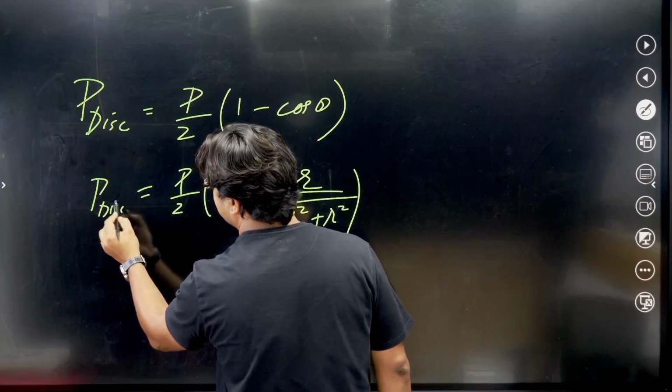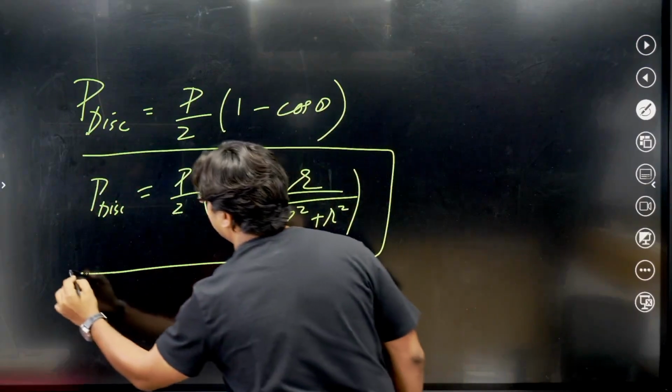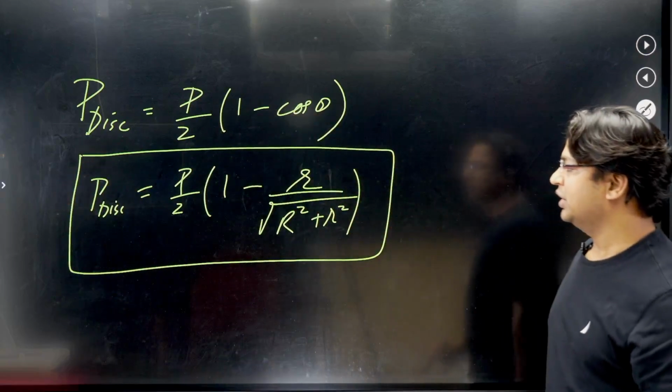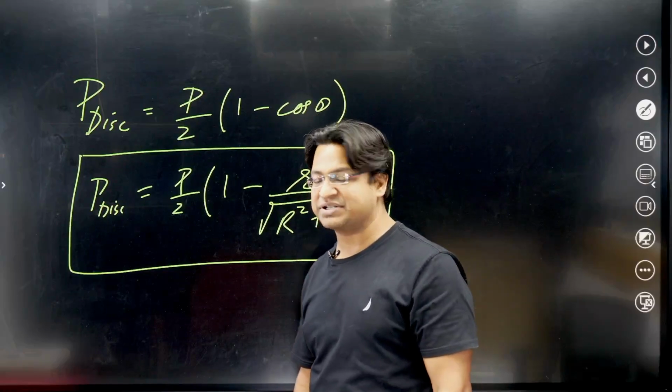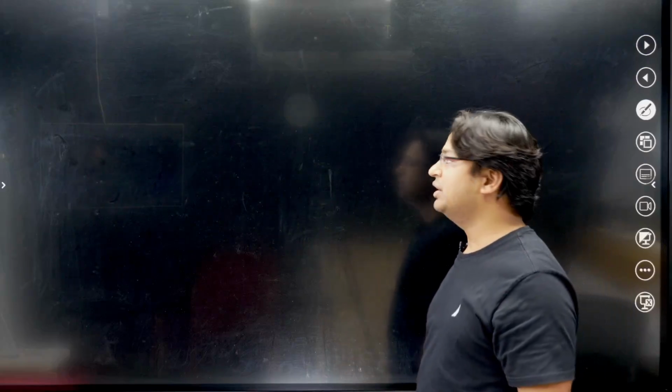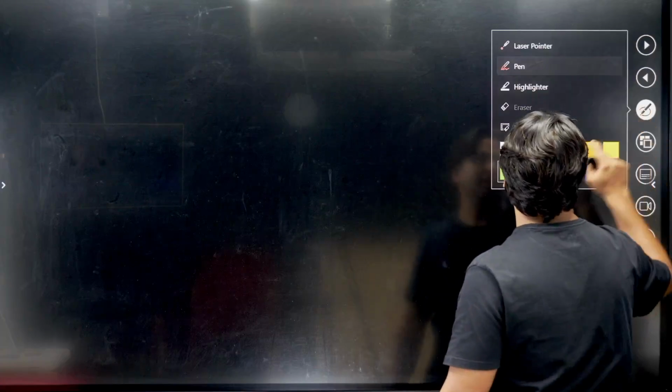Now, for example, suppose you are asked to find out how many photons are incident on the disk. Power incident divided by energy of one photon will give you the number of photons incident on the disk per second. So this is how you can use it. Now, there is another very important point to notice, and that is this.